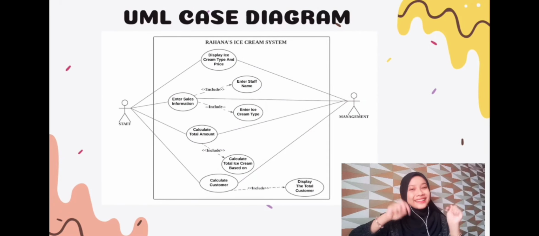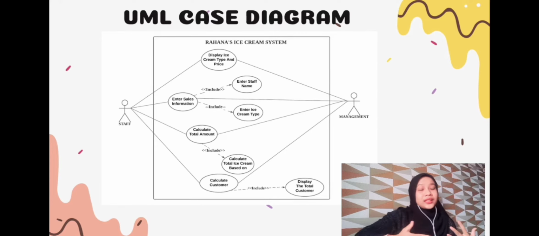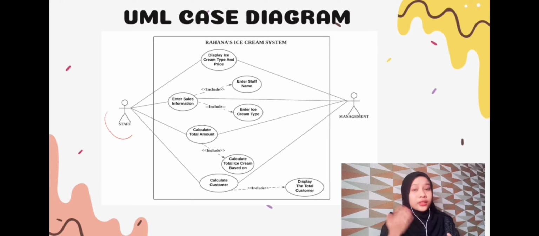Okay, hi. Now I am going to explain about the UML use case diagram that we use in our system. There is the Rahana Ice Cream System. First of all, there are 4 different elements in this use case diagram. They are system, actor, use cases, and relationship. Okay, first for our actor, there is the stick figure. On the left side, there are the primary actors.